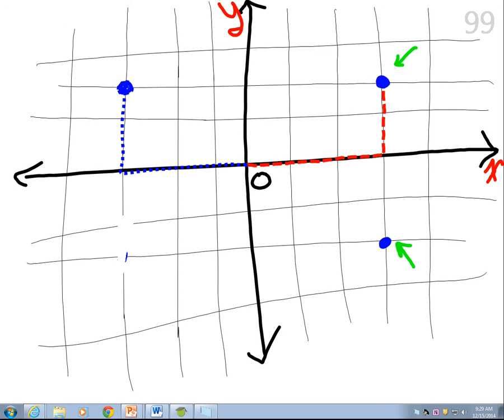Okay, then how about how they relate to the x-axis? Similar situation. They're like a reflection of each other. Yep. Like a reflection of each other.